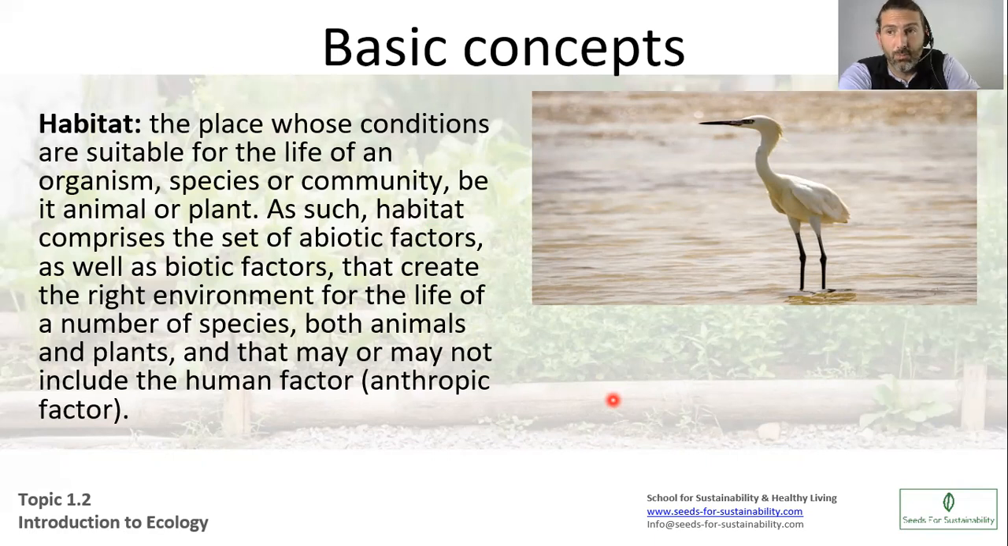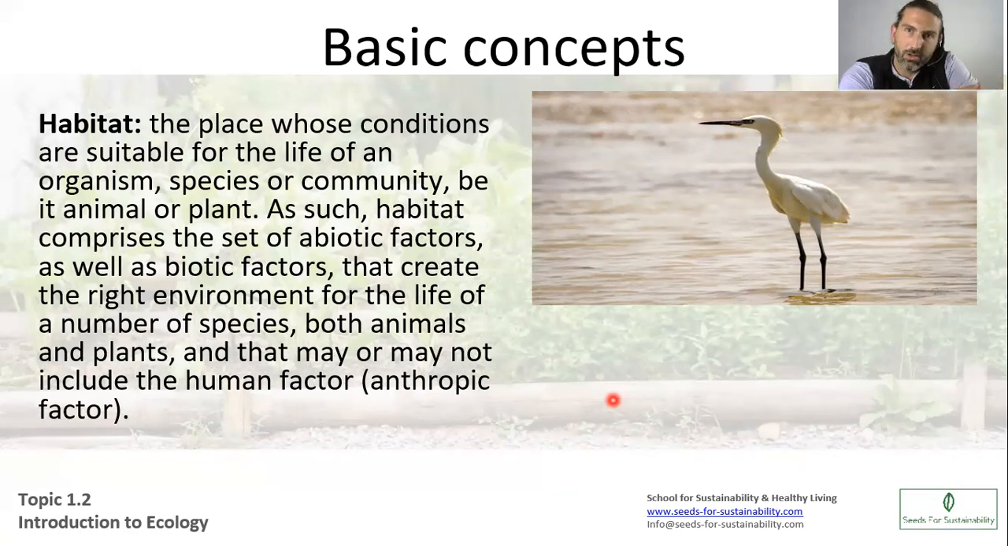But let's look at the more precise definition. It's the place whose conditions are suitable for the life of an organism, species or communities, be it an animal or plant. Like I said, it's a place where we live, whether it's an animal or all kinds of other living beings. That's their habitat and their usual habitat. Like according to that animal, what habitat suits it.